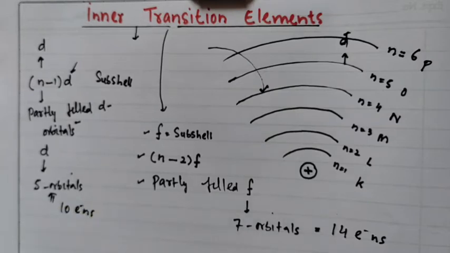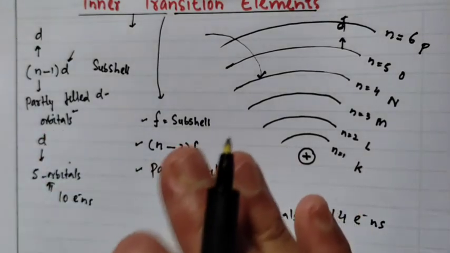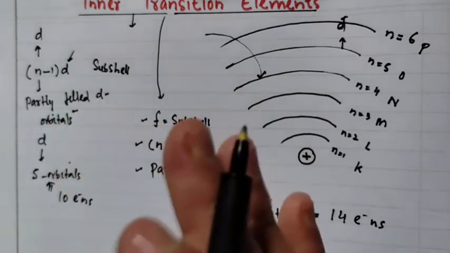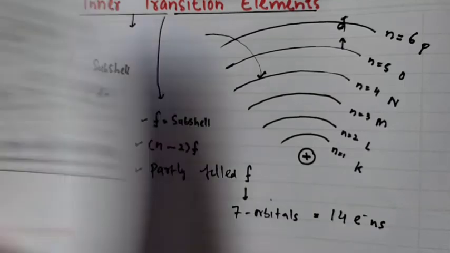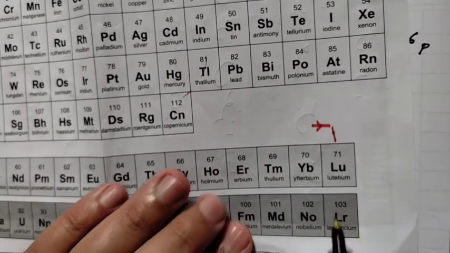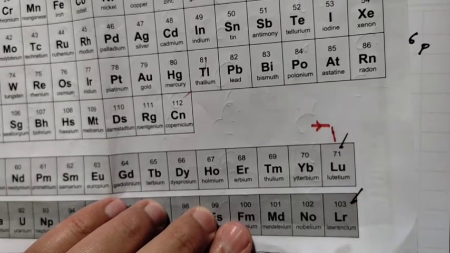तो इनमें सारे के सारे फिल नहीं रहती थी, sometimes 1, 2, 3, 4. So when you move from left to right in the inner transition series from lanthanum to lutetium or cerium to lutetium, तो इसमें आपको 1, 2, 3, 4 से 13 तक मिलेंगे, यानी they are partly filled at each and every time. Except if we move to this one, ये जो last के दो elements हैं they have completely filled f subshell.